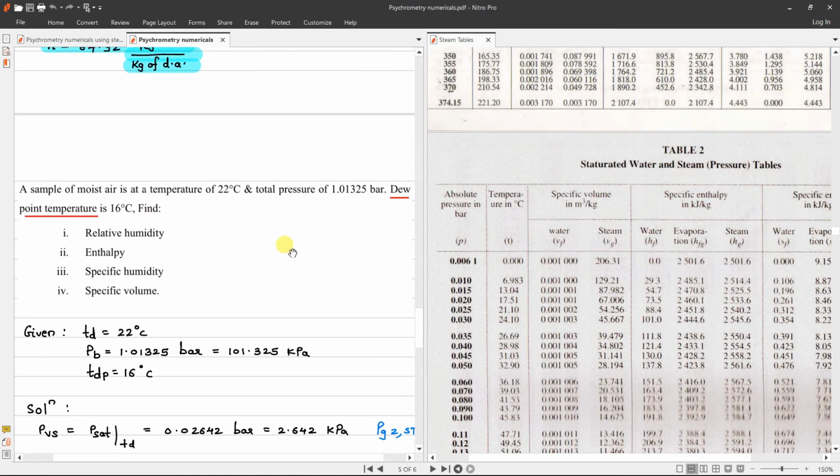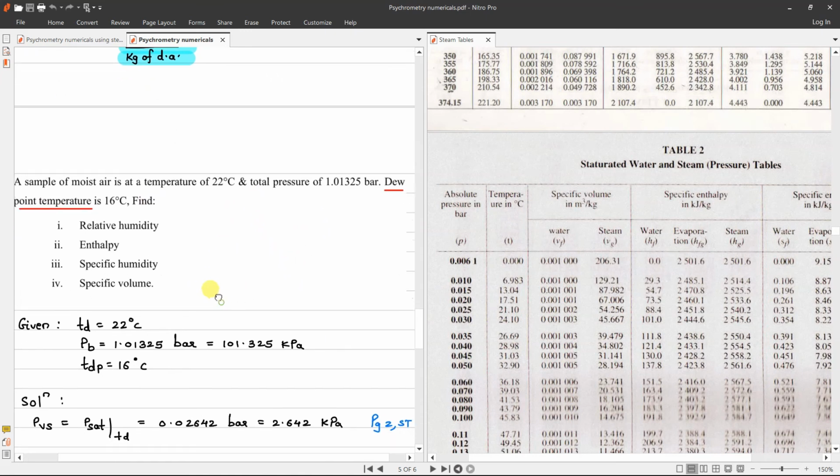Next numerical. In this numerical, this is the next type: dry bulb temperature is given. A sample of moisture is at a temperature of 22 degrees Celsius. Here a specific word is not used, dry bulb temperature. Okay, so this sample has been given, its temperature is 22 degrees Celsius. So it will be dry bulb temperature. Td is equal to 22 degrees Celsius.